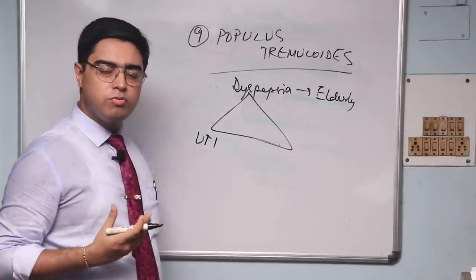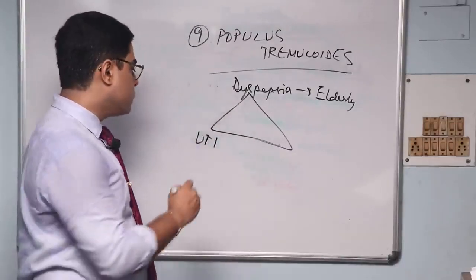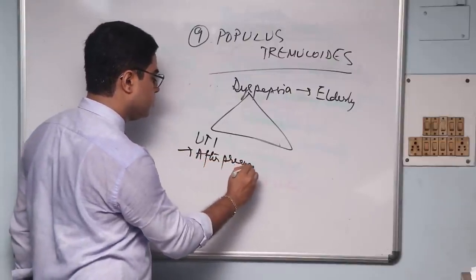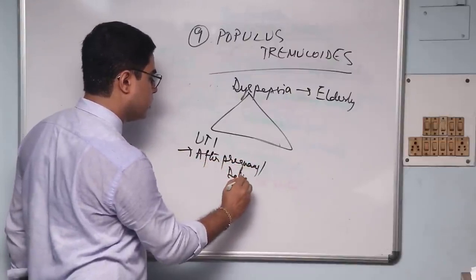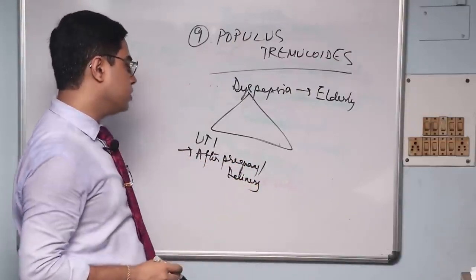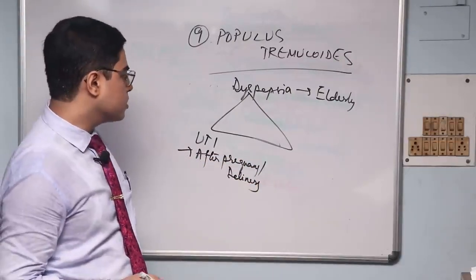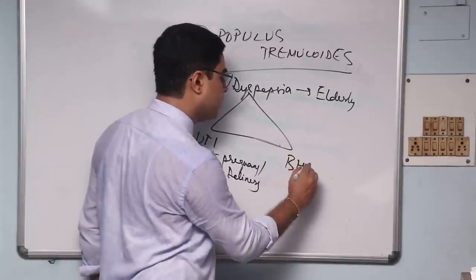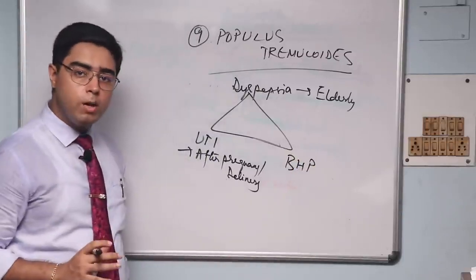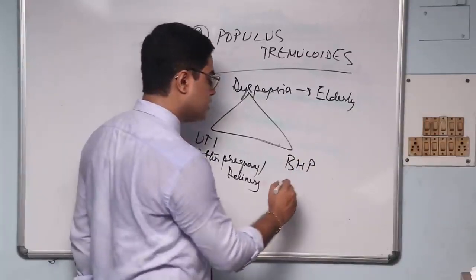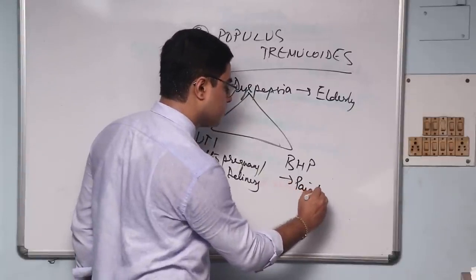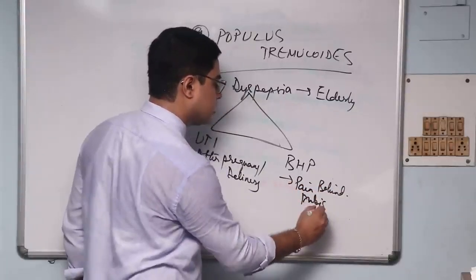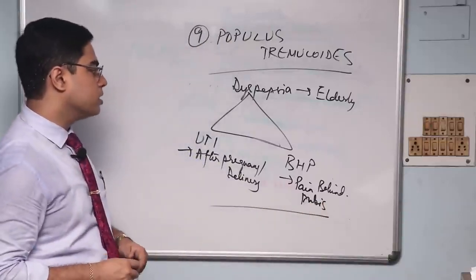So there is a lot of burning in the urinary tract, especially after pregnancy or after delivery, there is UTI. After pregnancy or after delivery, that is urinary tract infections. And thirdly, also do remember you can prescribe it for BHP, benign prostatic hypertrophy, where you will come across cases where there is pain behind the pubis. So more in the urethral region, there is a pain which is classical for populus tremuloides.